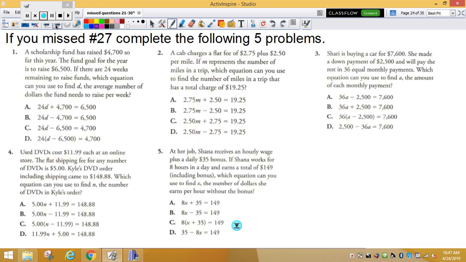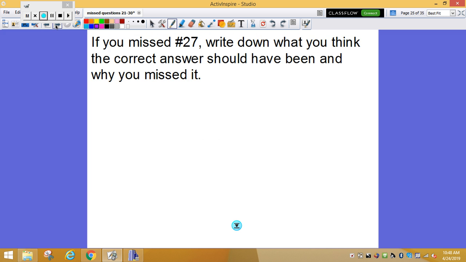So if you still miss number 27 after watching the video, I want you to do these 5 problems. You do not have to write down the problem. You can just tell me one is A or B or C or D. Same thing with 2, 3, 4, and 5. So pause it and do number 27. Also, if you missed 27, I want you to try it again. Tell me what you think the correct answer should have been and why you missed it.